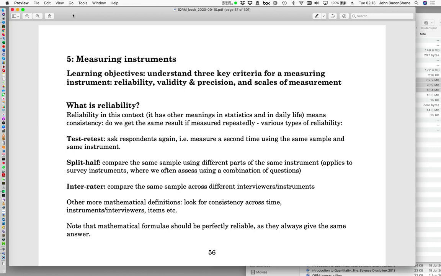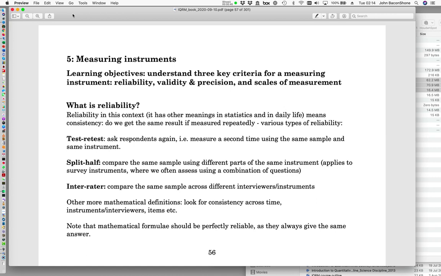So the first of the three key criteria is reliability. Reliability has multiple meanings in both statistics and daily life. But in this context, it means consistency. So do we get the same result if we measure repeatedly? The various types of reliability are in the context of different ways of doing repeated measurements.